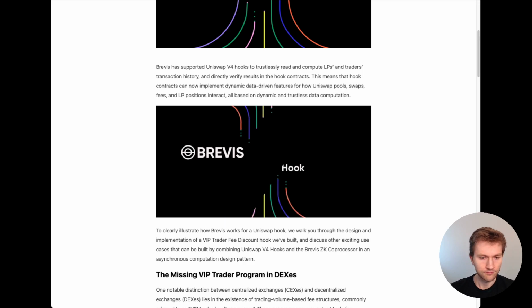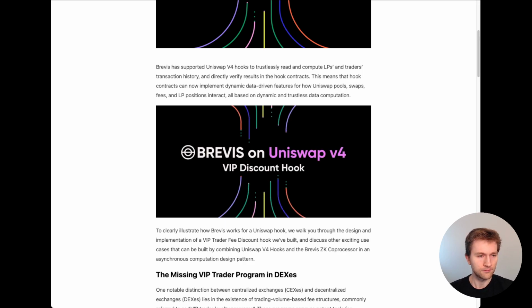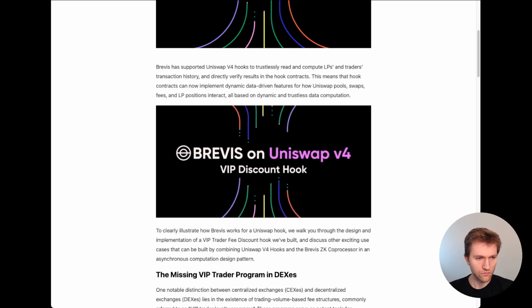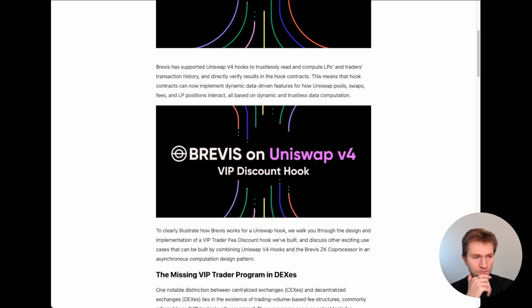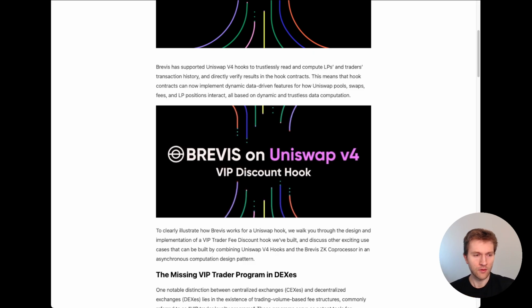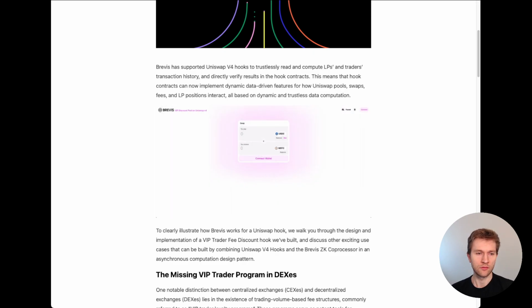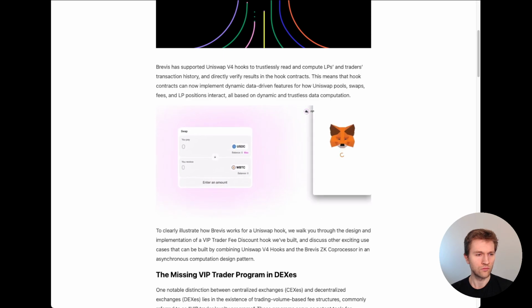Introducing the VIP discount hook on Uniswap v4, a hook supported by Brevis to trustlessly read and compute a user's WBTC USDC trades for the past 30 days and determine whether the user is eligible for a trading fee discount based on their total trade volume. To try out this testnet demo, first you need to connect wallet and claim some testnet WBTC and USDC from the faucet.